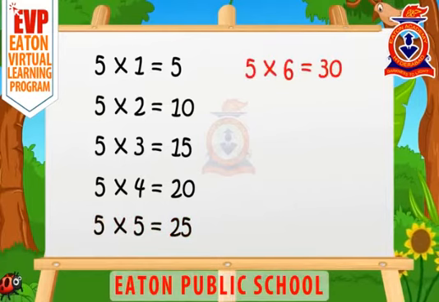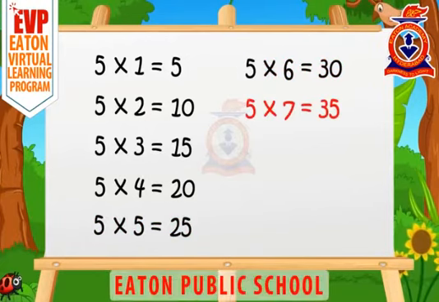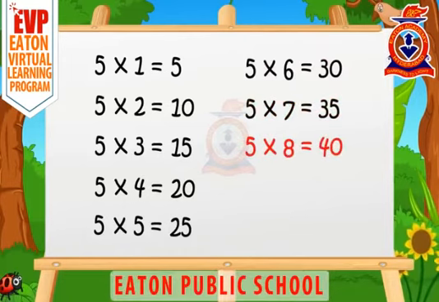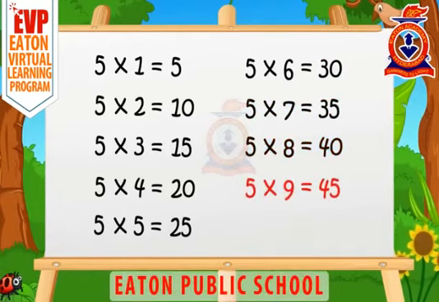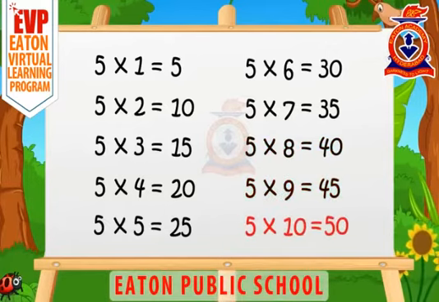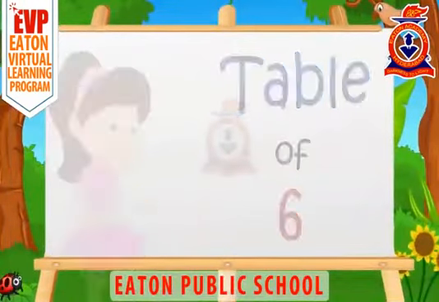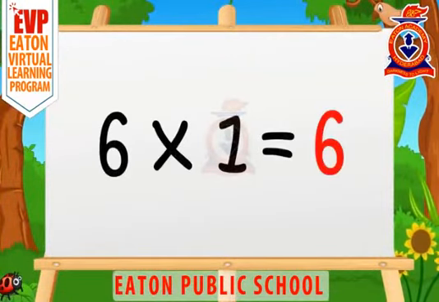5 six are 30. 5 sevens are 35. 5 eights are 40. 5 nines are 45. 5 tens are 50. Table of 6. 6 ones are 6.